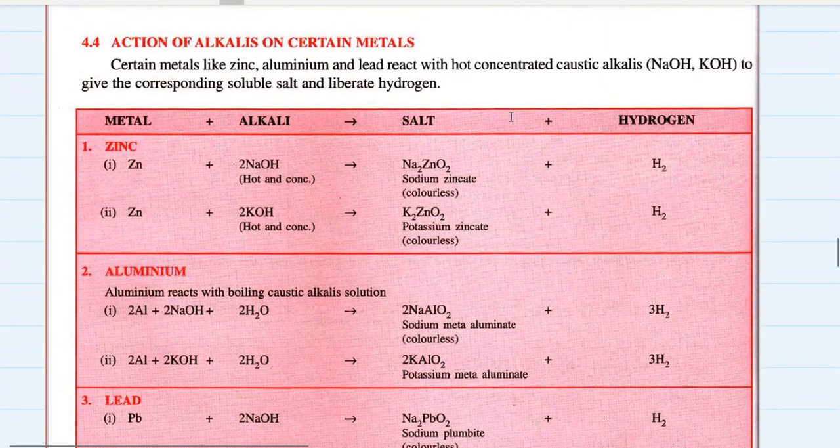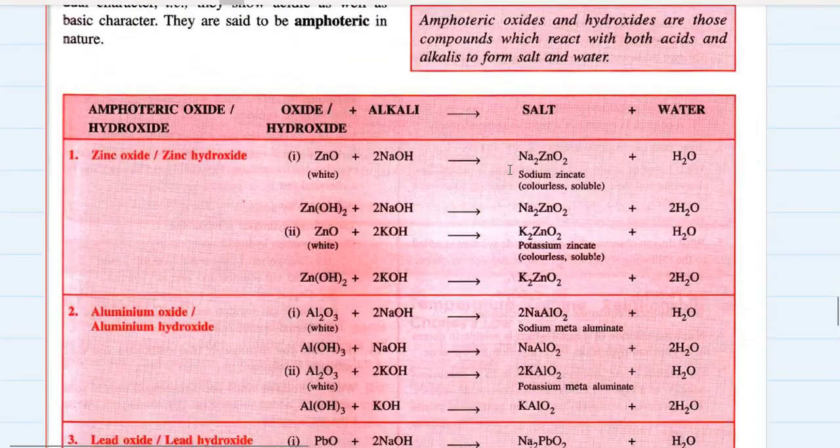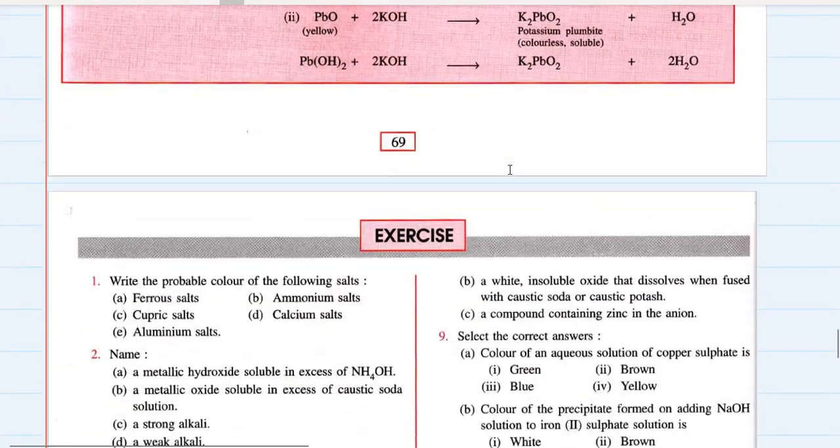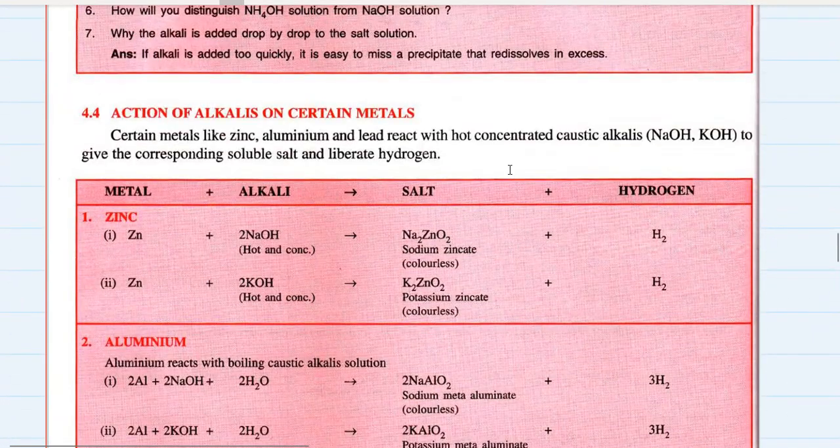Let's go ahead. We have finished the first part, the next part, and we are done with the chapter very soon. Okay, now we will study the action of alkalis on certain metals. Now we are going to talk about sodium hydroxide and potassium hydroxide, which are two strong alkalis. They have some characteristic reactions or actions on certain metals.